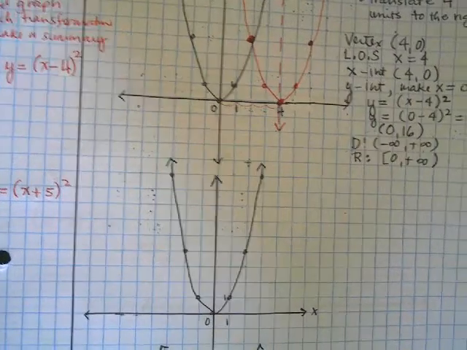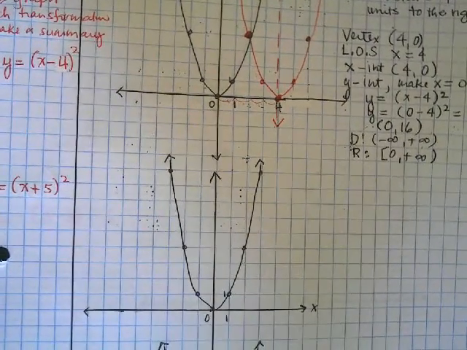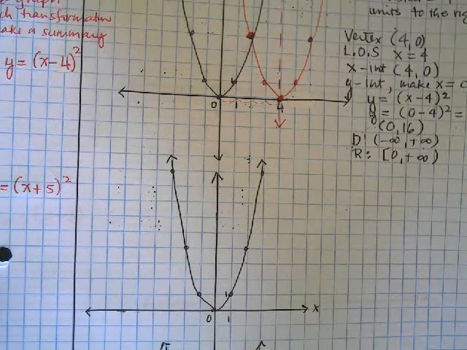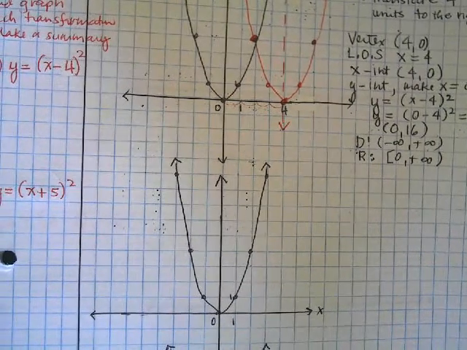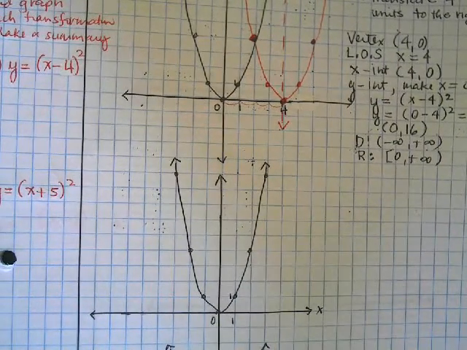(x plus 5) squared. Okay, so you're just going to move this, the parent graph will move 5 units to the left. Can you do that? And I'll see you on the next video. Do the summary also.